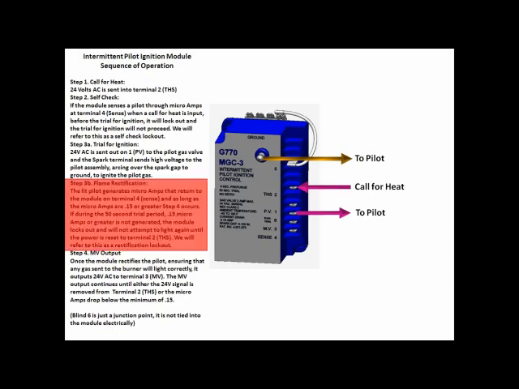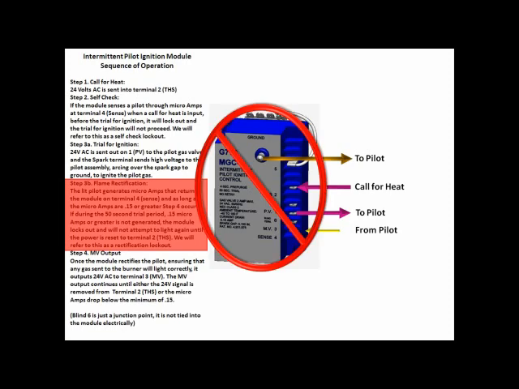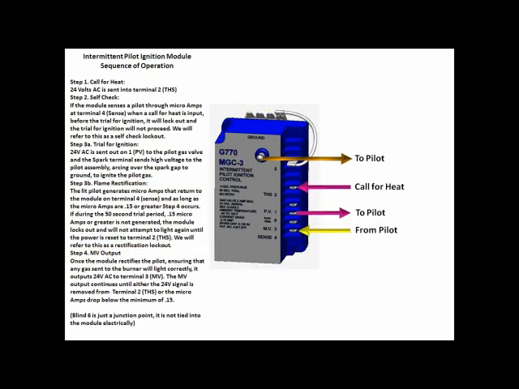It will only continue with trial for ignition for 50 seconds. It will move on if a flame is rectified, and if no pilot is sensed, it will lock out after 50 seconds. The module will not retry unless power is reset to terminal 2. During the trial for ignition, gas and spark are present at the pilot assembly, lighting the pilot.